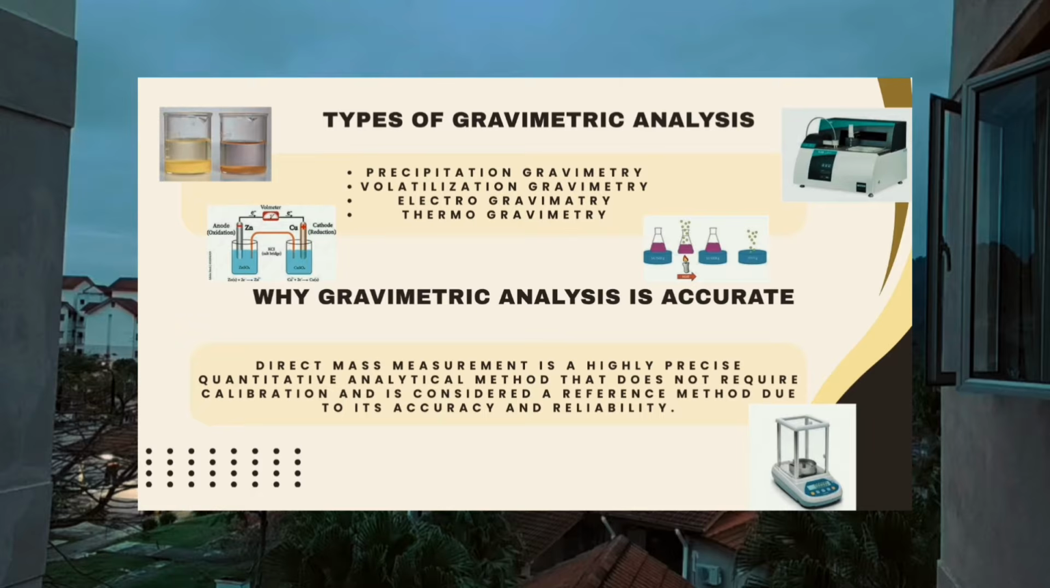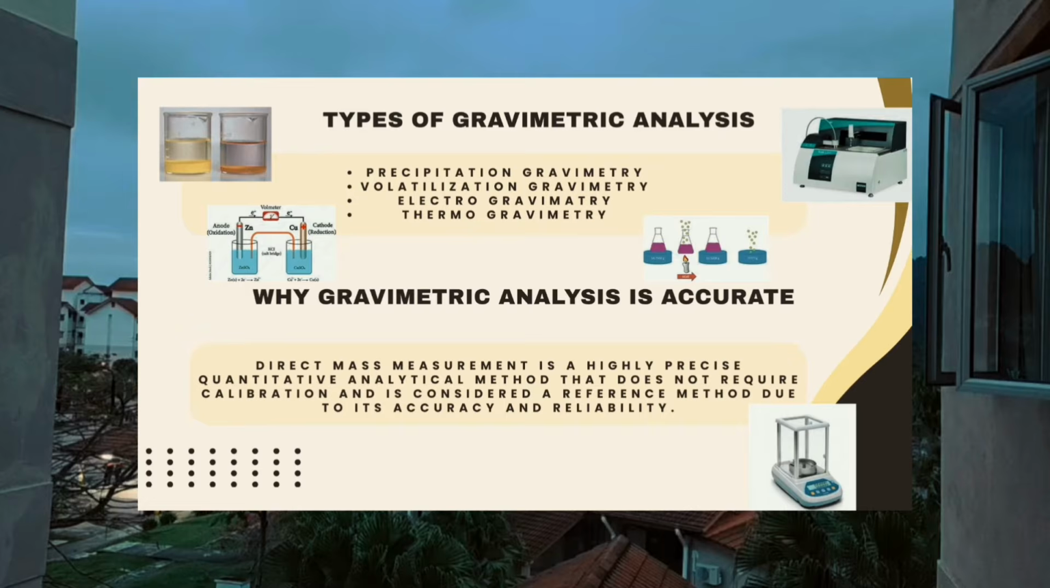For volatilization gravimetry, it involves converting the analyte into a volatile substance through heating. The change in mass before and after volatilization is measured to determine the quantity of the analyte. Electrogravimetry is a gravimetric technique in which the analyte is deposited onto an electrode by applying an electric current. The mass difference of the electrode before and after deposition is used to calculate the analyte concentration.